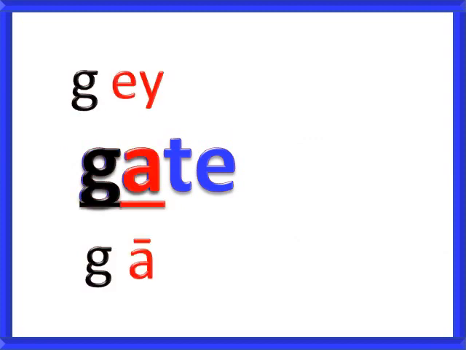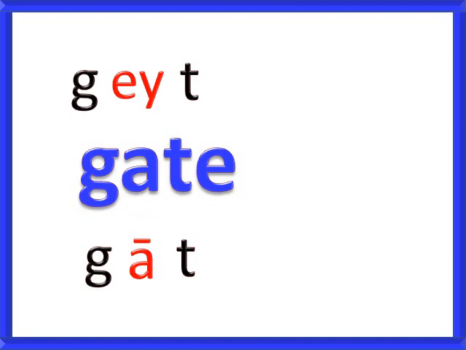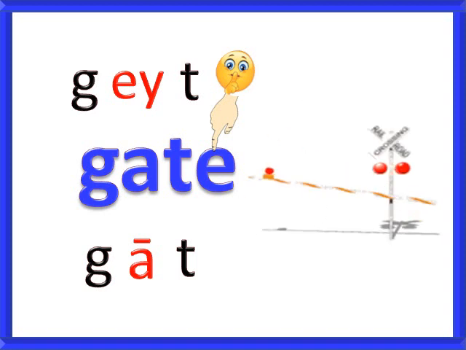Gate. G. A. Gate. E is silent. Now you see, I'm going to show you a train track gate. See how the gate opening and closing? Opening and closing. That means stop. Train is coming. Stop.